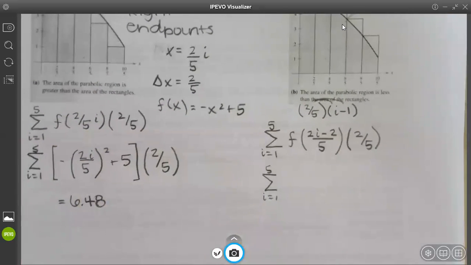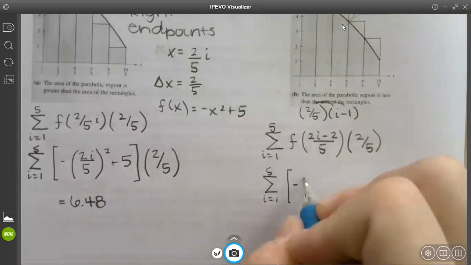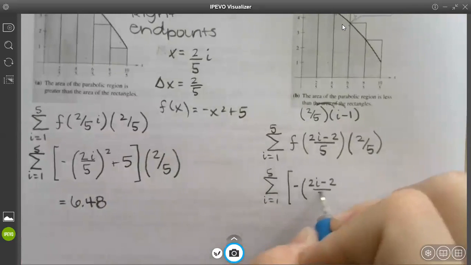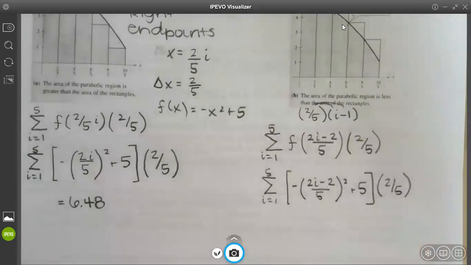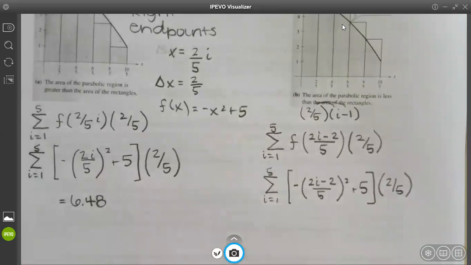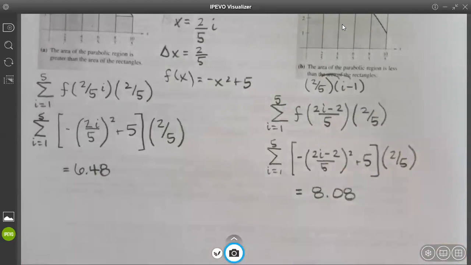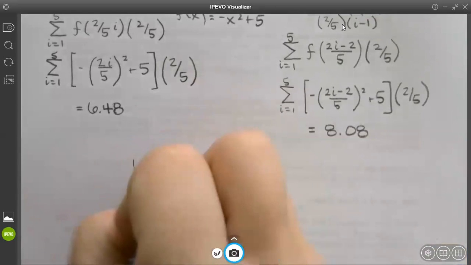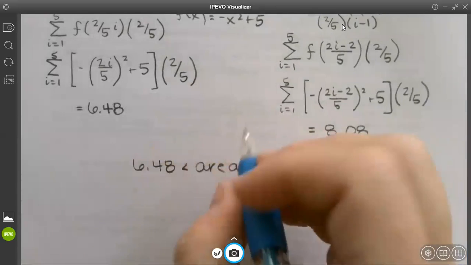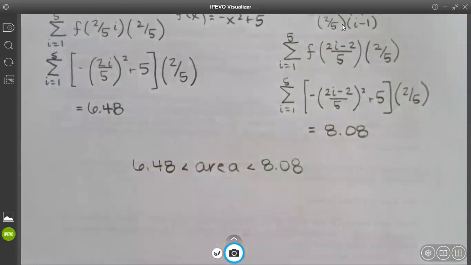Eventually you'll make your own. Like I said, you'll see it in just a minute. We have to plug that 2i minus 2 into our function. So our function is going to be negative (2i minus 2 over 5) squared plus 5, times 2/5. I showed you how to put it in. I'm going to go ahead and tell you that this is 8.08. So what that tells you is 6.48 is less than the area of the curve, which is less than 8.08, which means the actual area of the curve falls between 6.48 and 8.08.